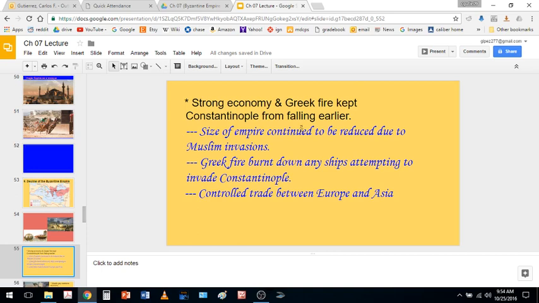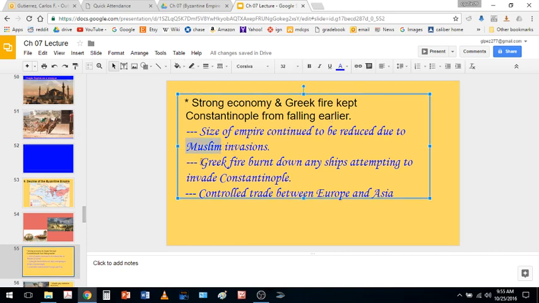But even though the center of the empire, Constantinople, was always protected, the rest of the empire would fall, right, and be conquered by different people, mainly Muslims, which is what chapter 8 is going to talk about, the Islamic Empire. The Muslims will conquer most of the territory of the Byzantines, and eventually they will conquer and take over the Byzantine Empire.